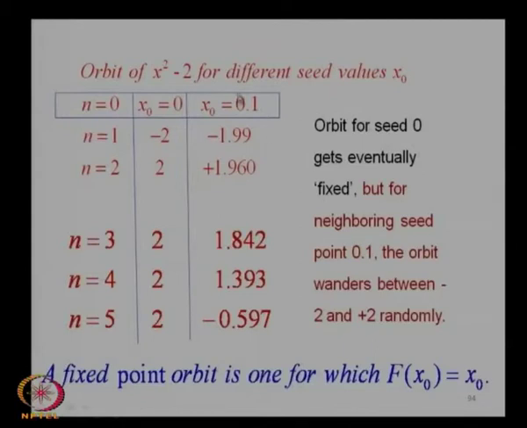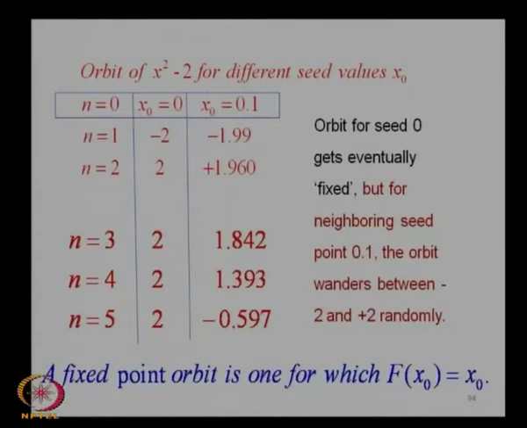And if you take just a neighboring value, see the sensitivity to the initial condition. The initial condition is only slightly different, but the orbit is very different. In the first case, when the seed was x0 equal to 0, the orbit settles down to a fixed point. In the other case, when the seed value is only slightly different, not too far off from the previous initial condition, the orbit oscillates rather randomly between +2 and -2.